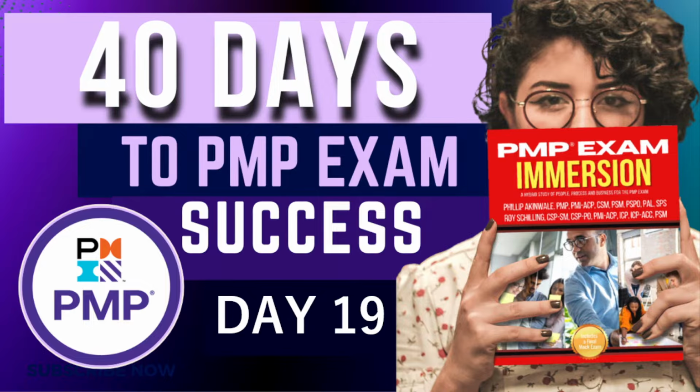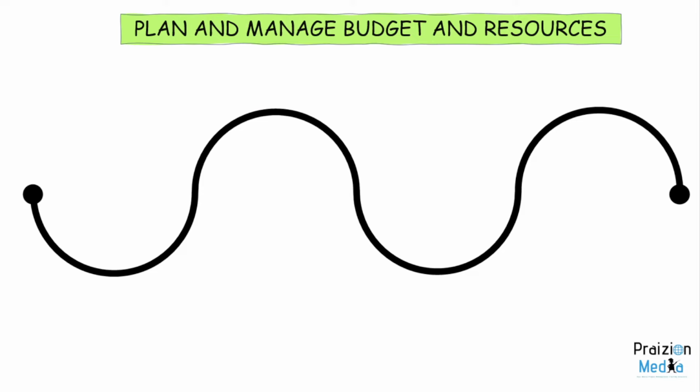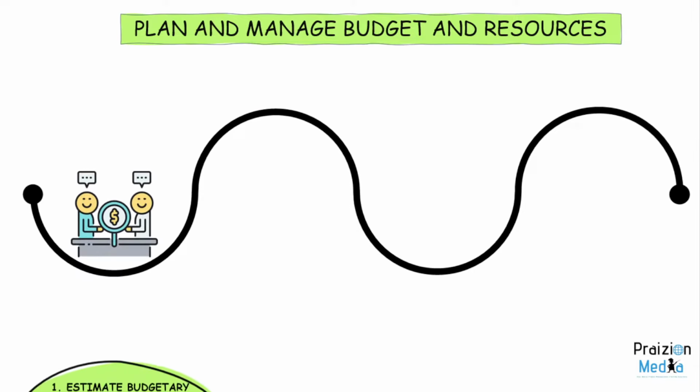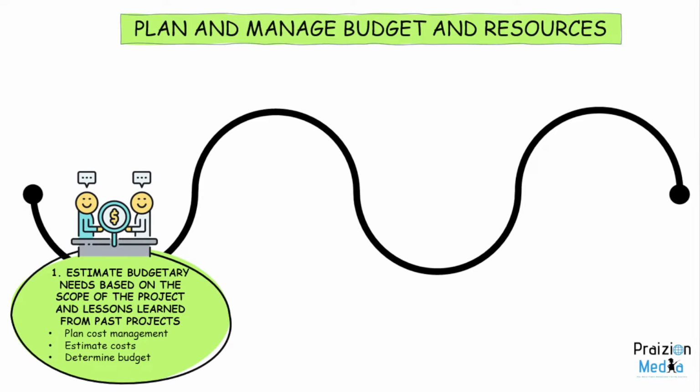Today, we're going to be taking a look at plan and manage budget and resources. Taking a look at the enablers, the first one says estimate budgetary needs based on the scope of the project and lessons learned from past projects. So we need to find out the budget.